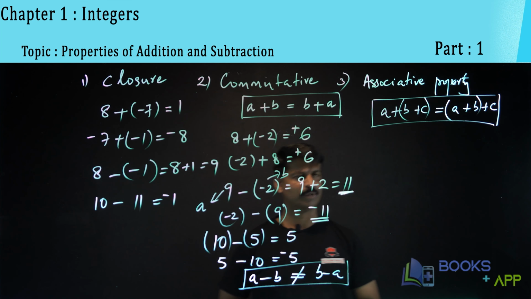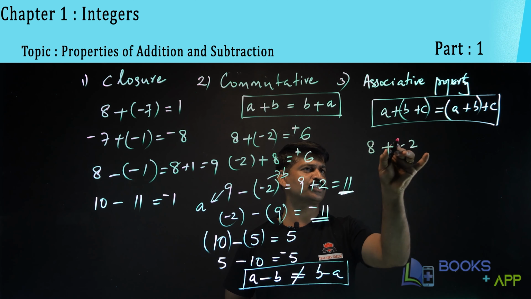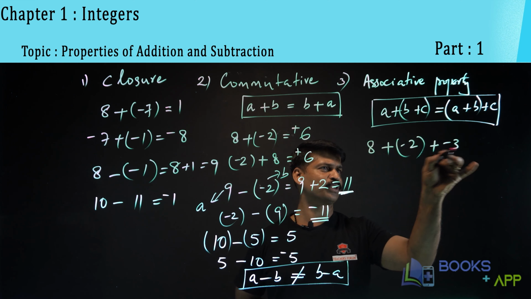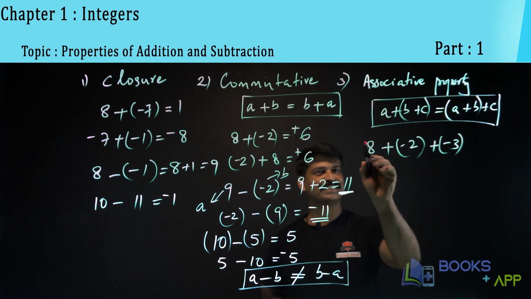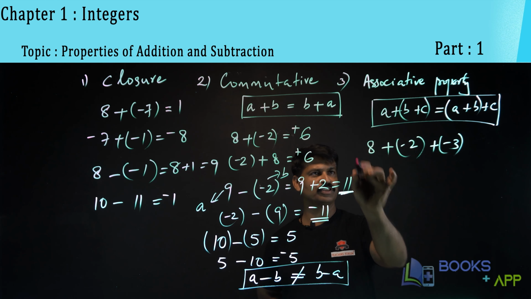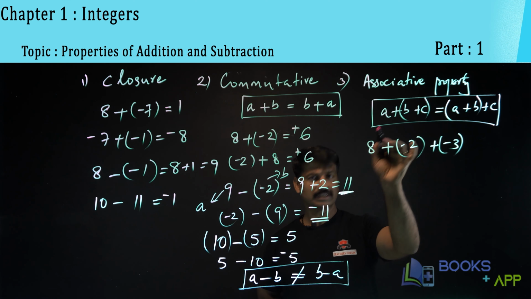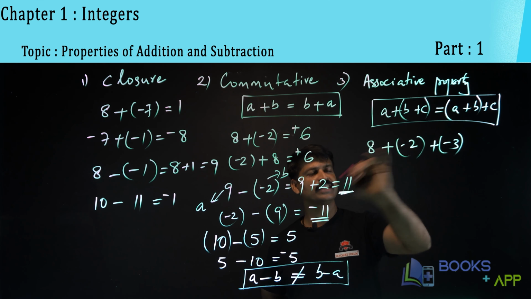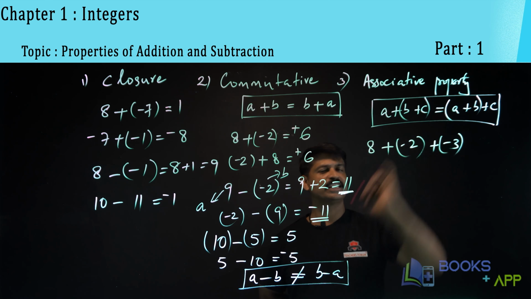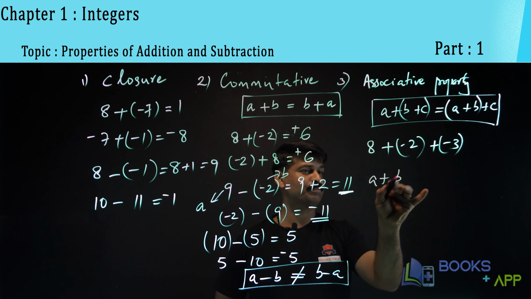Now let us take some examples. Let us take 8 plus minus 2 plus minus 3. So it is a, it is b, it is c. These are integers. You see, it is a positive integer, and these two are negative integers. The numbers are: a is 8, b is minus 2, c is minus 3.